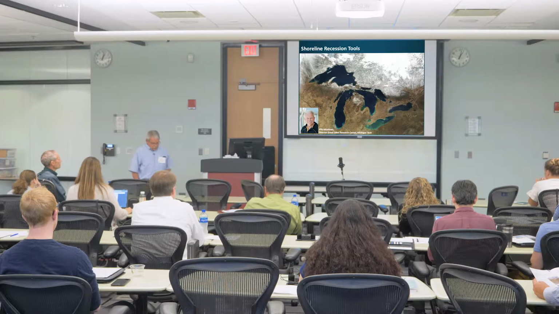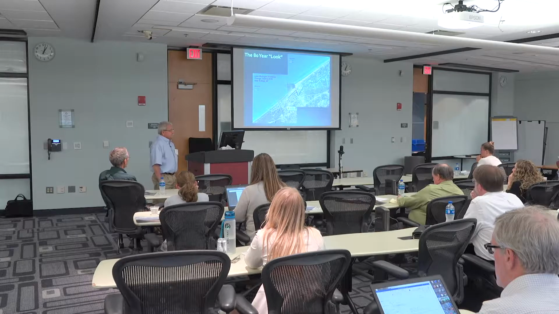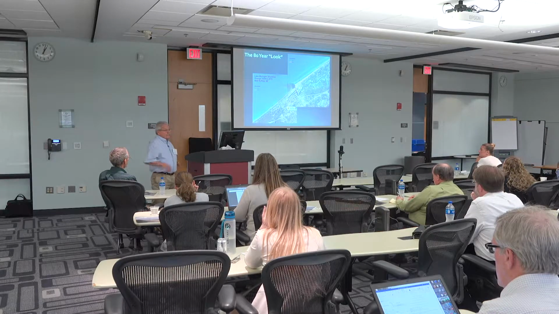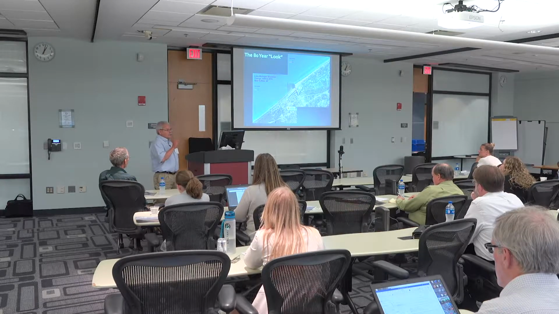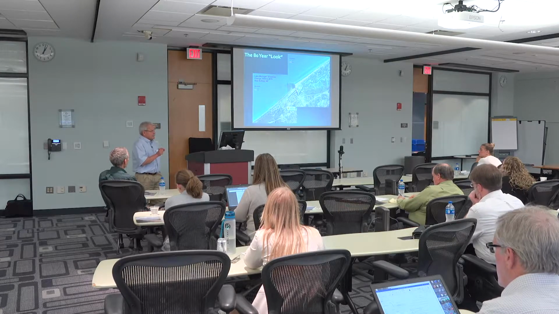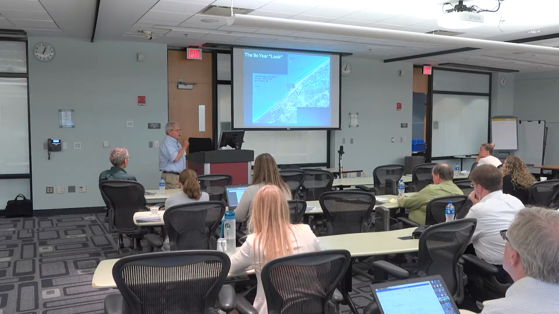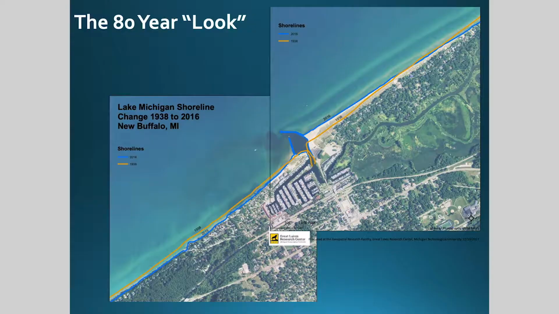So to try and rectify that, we're doing what we call the 80-year look. So we now have the technology to go back to 1938 and accurately map the shoreline down to the property owner detail. So you can have a conversation with the property owner and now show them graphically and pictorially how that individual property has changed over the last 80 years. And the plan is to keep updating that as time marches on.